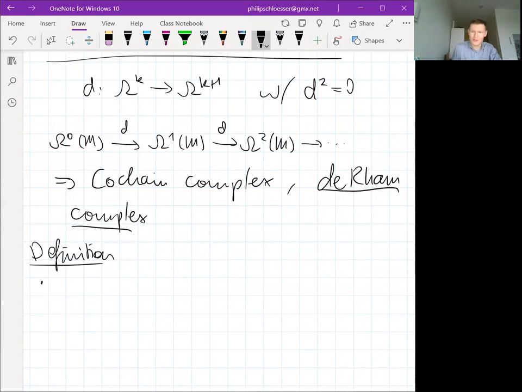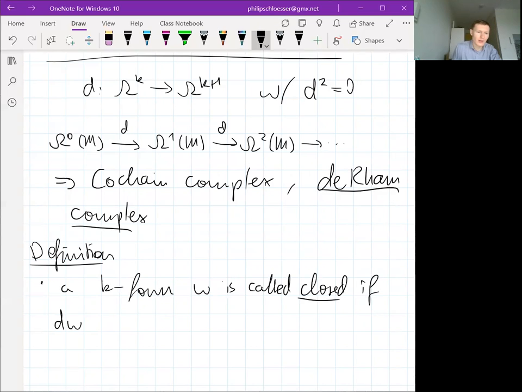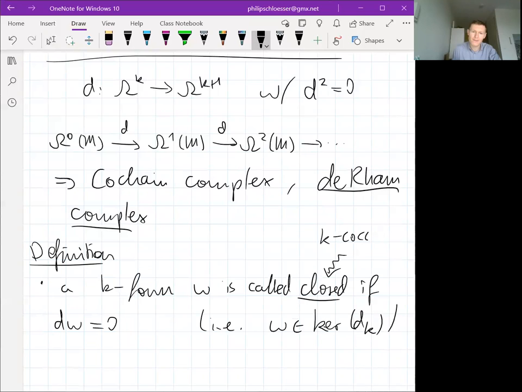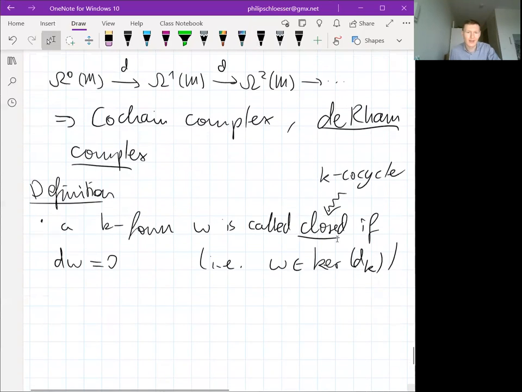So a k-form ω is called closed if dω is equal to 0, i.e. if ω is in the kernel of the kth exterior derivative operator, and I guess we could then also call it a k-cocycle. But in this case, the terminology of closed and exact has survived.